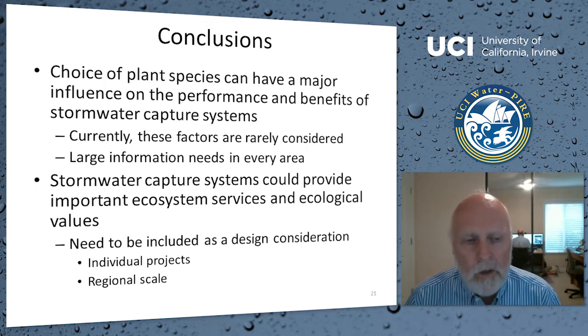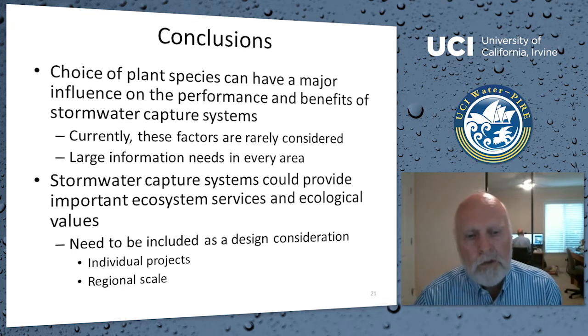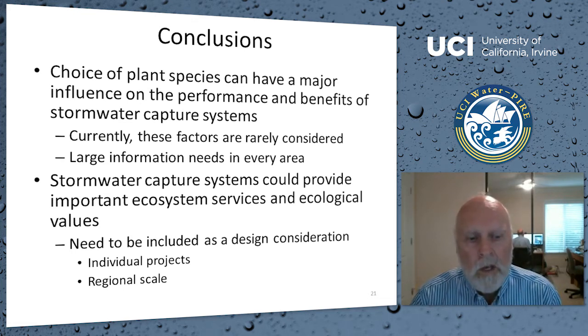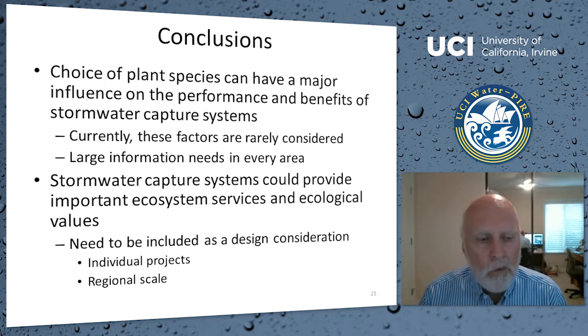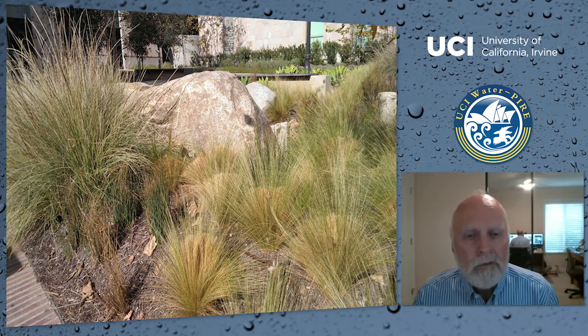I also want to emphasize again that stormwater capture systems could provide important ecosystem services and ecological values, and we should be including this in our designs, both on individual projects, but especially by thinking about the regional scale at which these will be going in. If we make the right decisions about what plant species we're putting in individual projects, that can have big benefits when we build them out to the region. And that's all I have. So thanks very much.